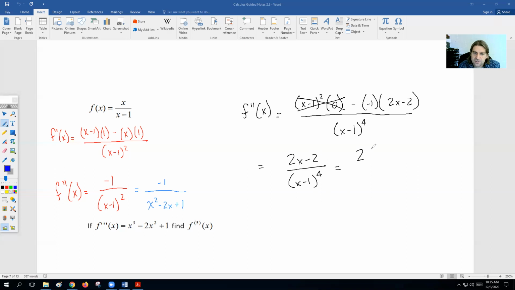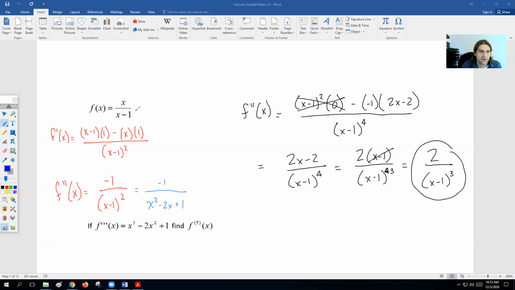Because we could factor out a 2 from the top and make this a 2 times x minus 1 over x minus 1 to the 4th. And we could cancel this out if we drop this down to the 3rd power. So the final answer would be a positive 2 over x minus 1 cubed. Here is the second derivative of that.